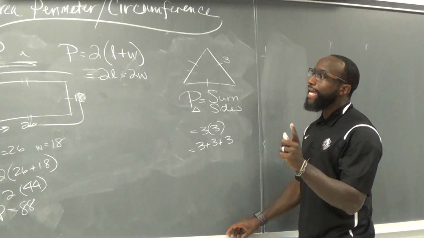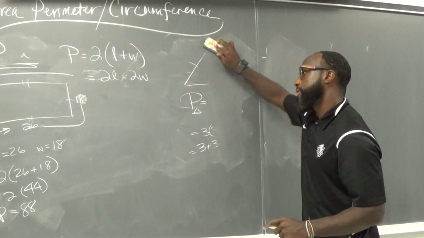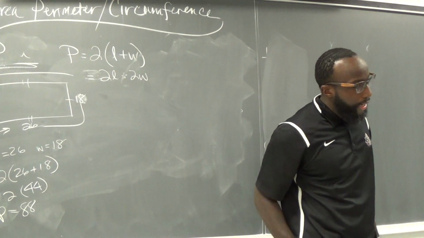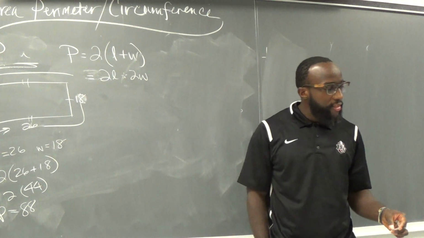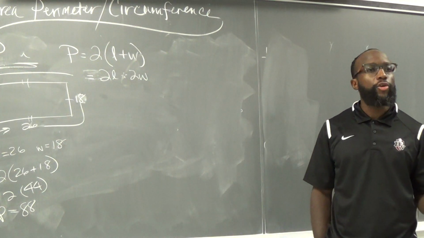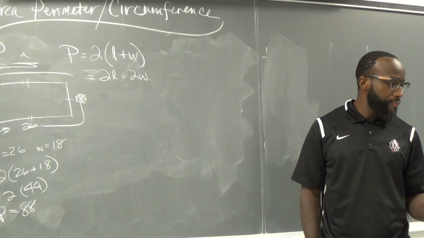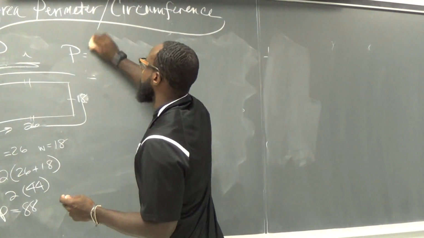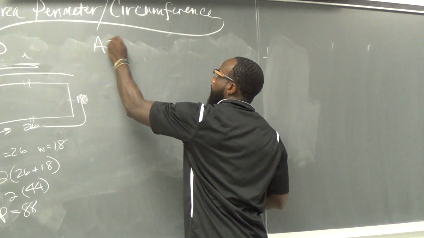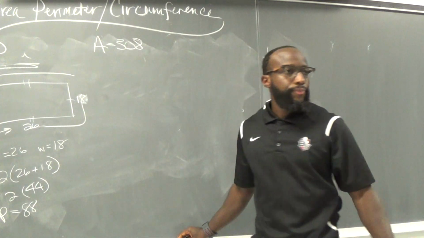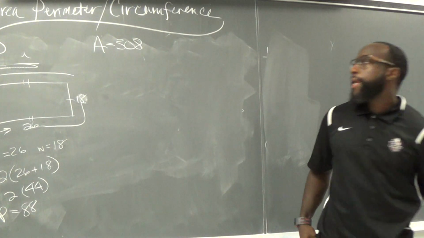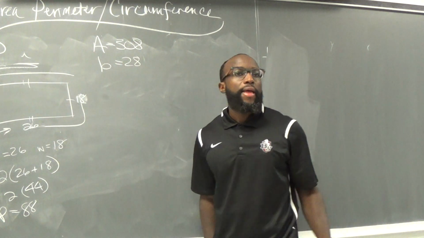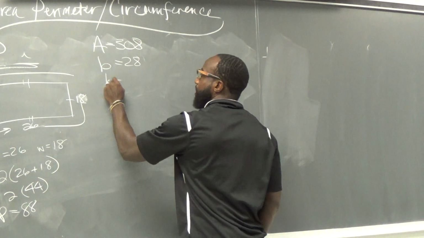All right. Because we get to circles next, what if they said the area of a triangle, let me write down what's given. The area of a triangle is 308, right? Units squared. And they said the base was 28, right? And then after that they said find the height. What's the height, right?